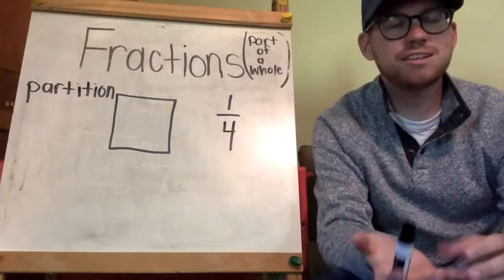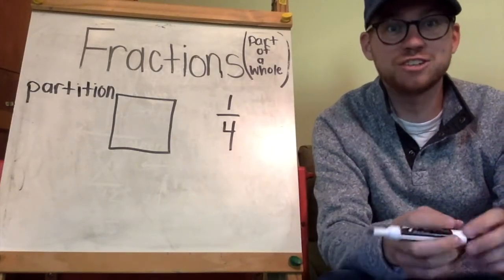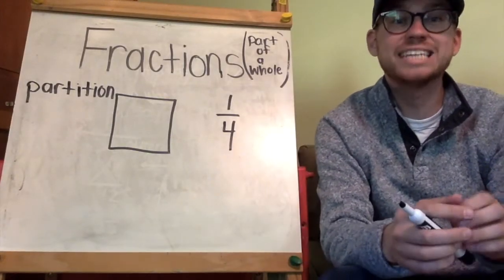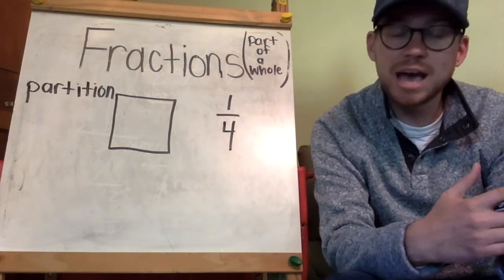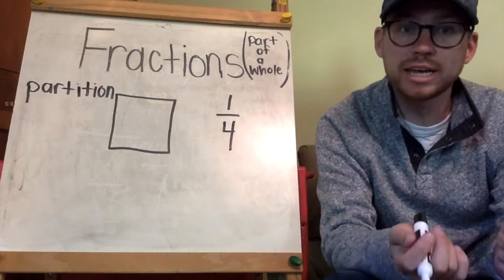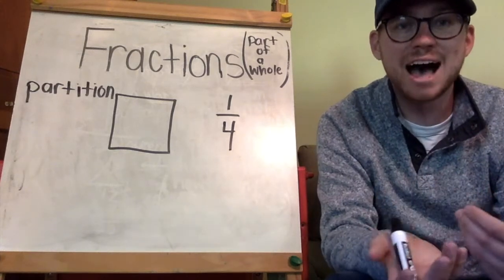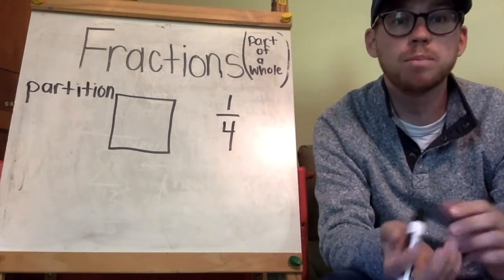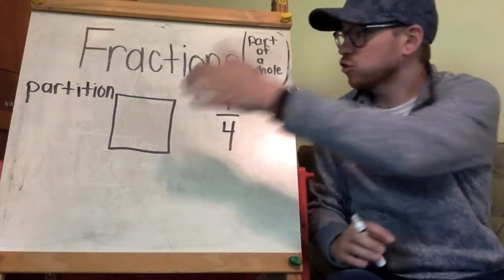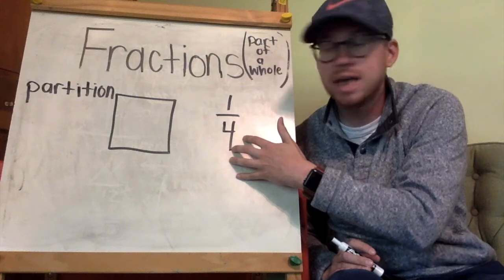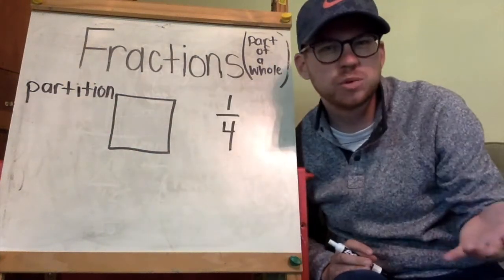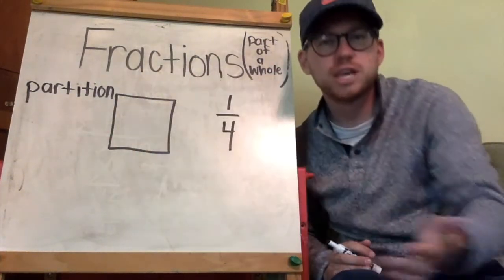All right, friends, our next concept with fractions that we're going to cover is talking about partitioning. And partitioning, remember, from when we went over vocabulary earlier, is when you break or divide a shape into equal parts. So I have a square here. I have a fraction over here, 1/4. And then I just wrote the word partition so that we can remember that we're going to partition this shape.